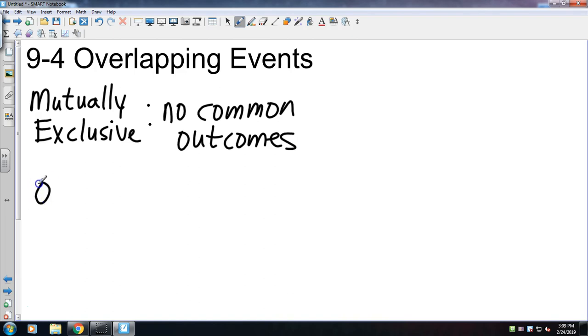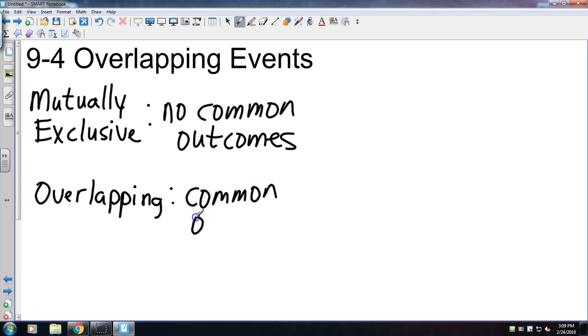In an overlapping event, we will have common outcomes. Because of that, they're going to use the word or in this section. So maybe if I have a deck of cards and I have to find a queen or a red card. Well, we know that there are queens that are red, so those are common outcomes that would overlap.